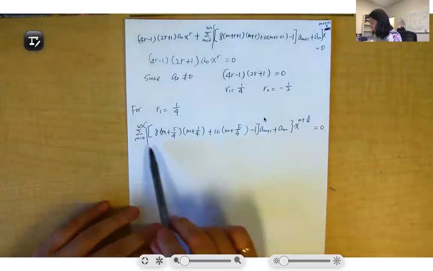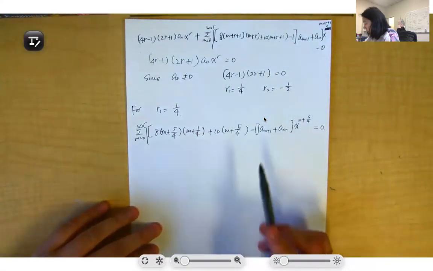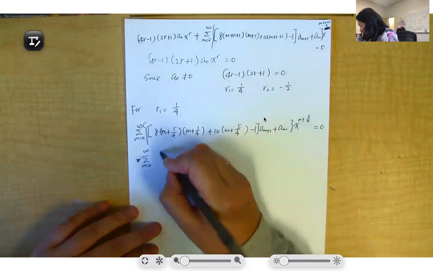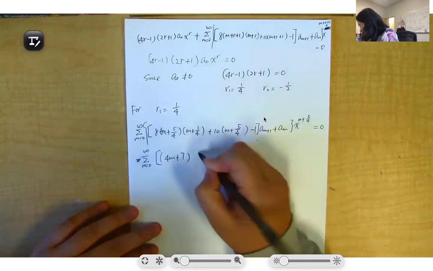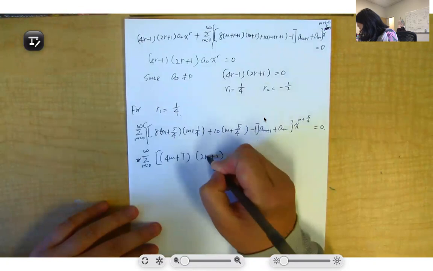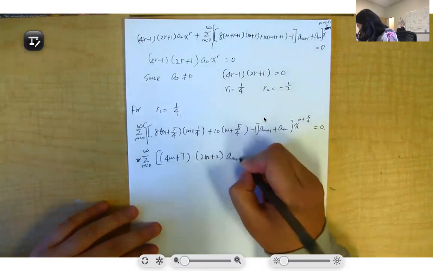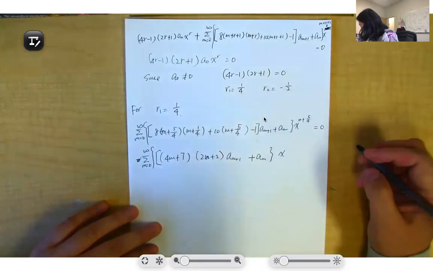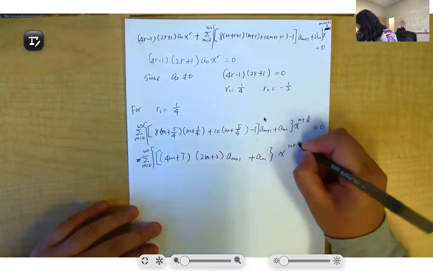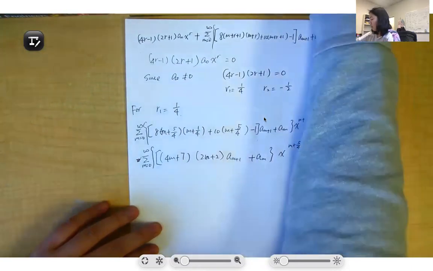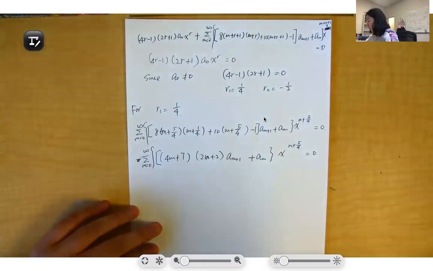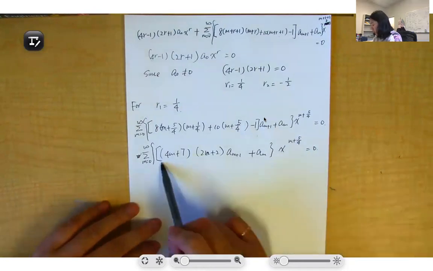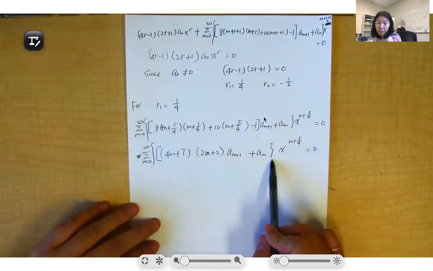And let's just simplify these equations as much as possible. So that is equal to the sum from m equals 0 to infinity, (4m plus 7)(2m plus 2) a_{m+1} plus a_m, x to the m plus 5 over 4 equals 0. Okay, so this is the simplified form. And we know that this part couldn't be 0. In order to let this whole term equal 0, the coefficient has to be 0.